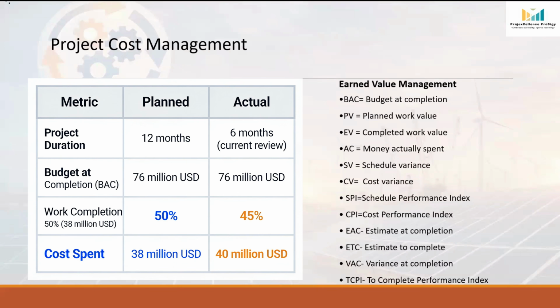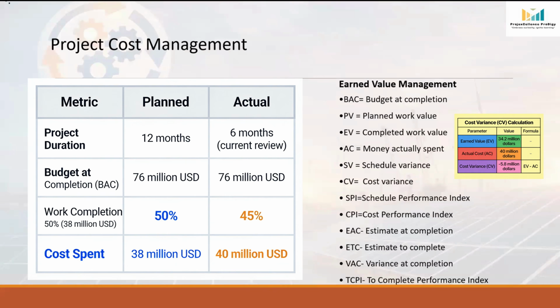Next, CV, cost variance. The formula is CV equals EV minus AC. In our project, 34.2 minus 40 gives us minus $5.8 million. A negative cost variance means the project is over budget. We have spent $5.8 million more than the value of the work completed.